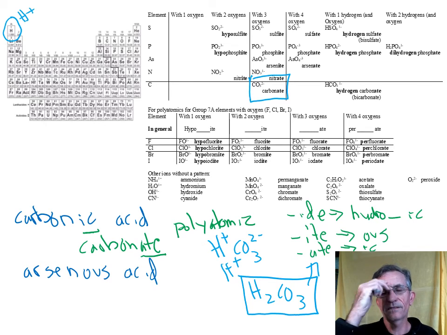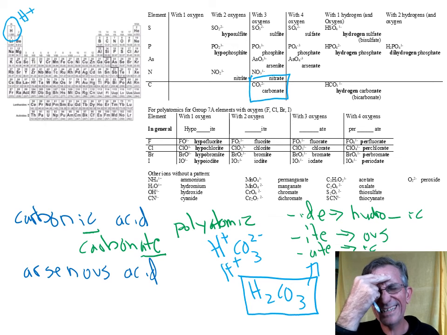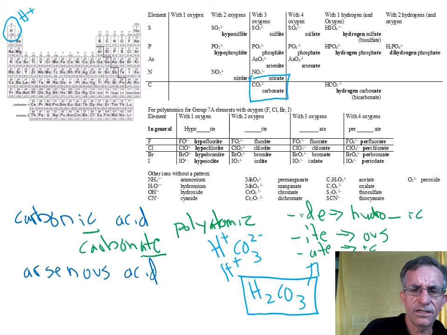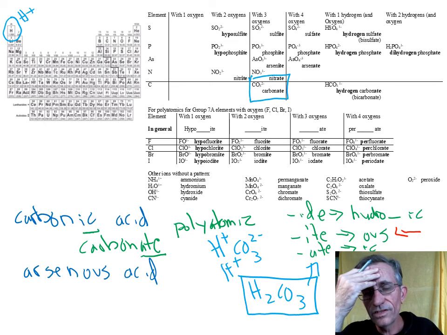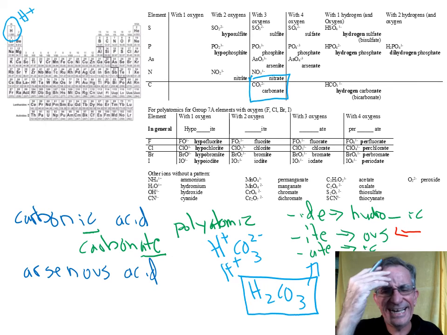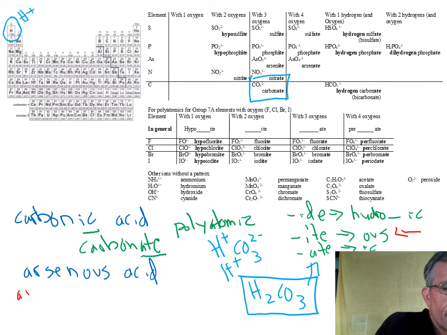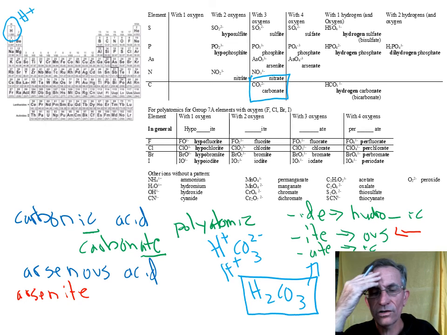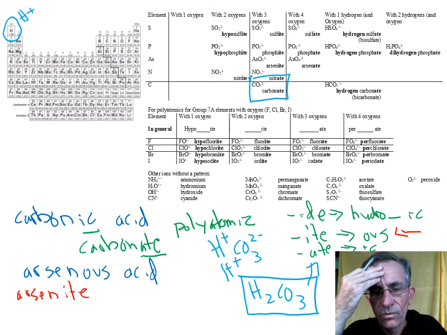All right, let's do our other one. Arsenous acid. All right, got to do the same thinking. Man, it's making my head hurt. Oh, arsenous. -ous goes with -ite. Arsenous contains arsenite. -ite and -ous go together. It contains arsenite. What the heck is arsenite?